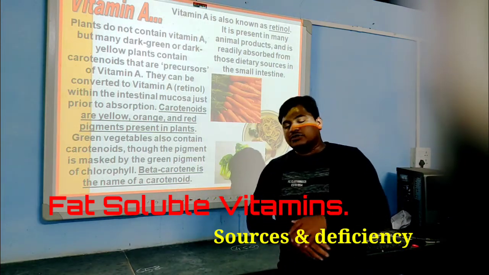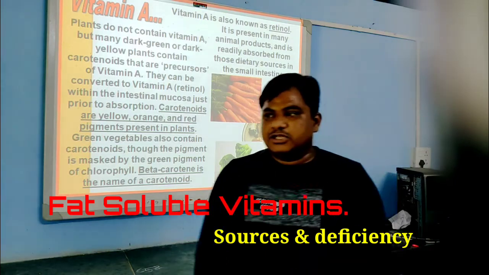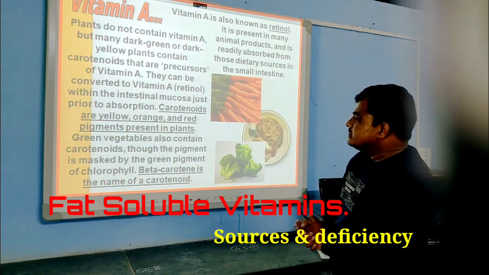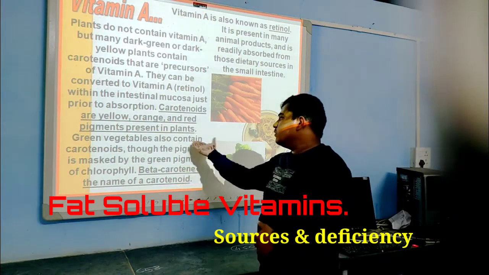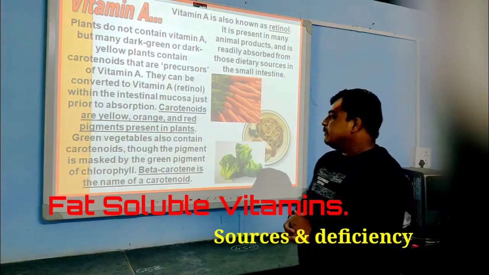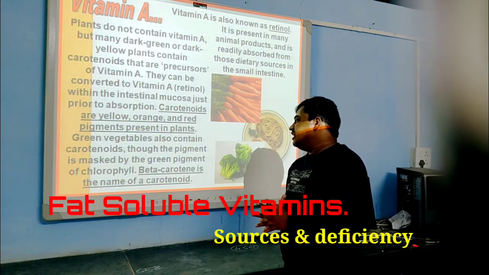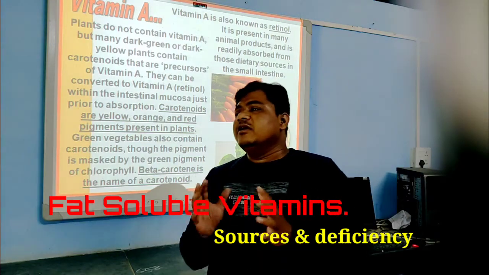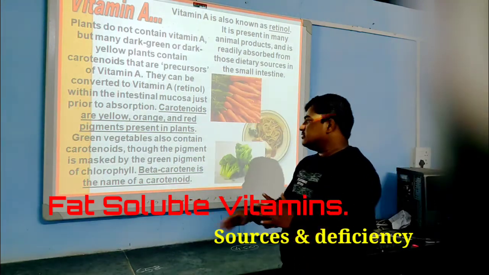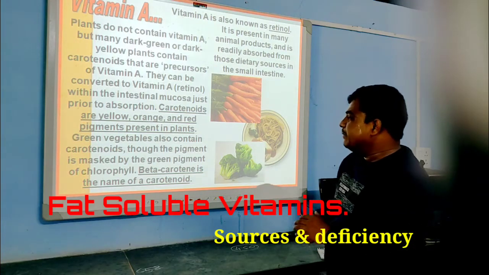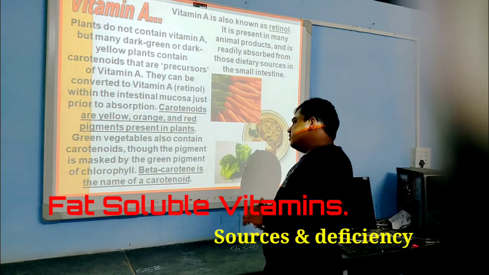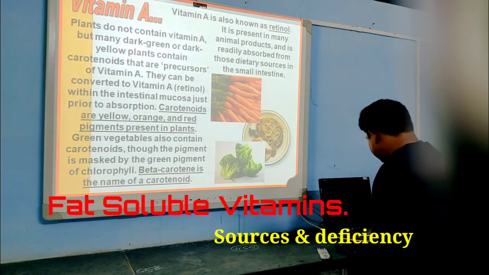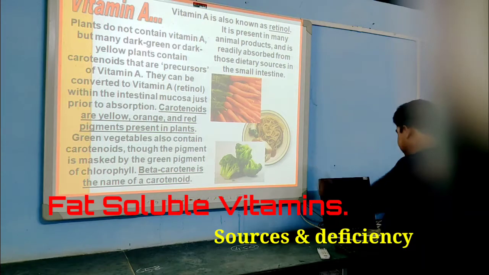So no doubt we know the plant that is the carrot. It contains retinol. The green vegetables also contain carotenoids, though the pigment is masked by the green pigment of chlorophyll. Green plants also contain these carotenoids, but the chlorophyll suppresses the pigment. Beta carotene is the name of the carotenoid. You can see here, this is the carrot or the other green vegetables.